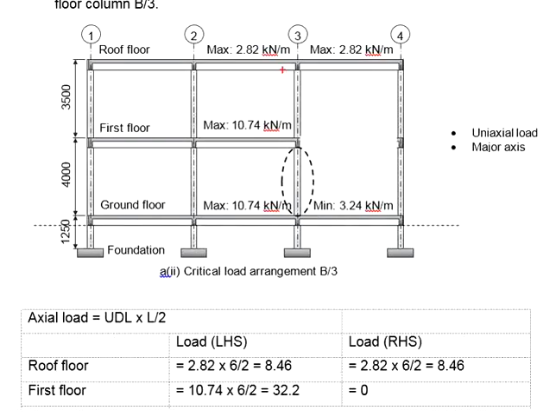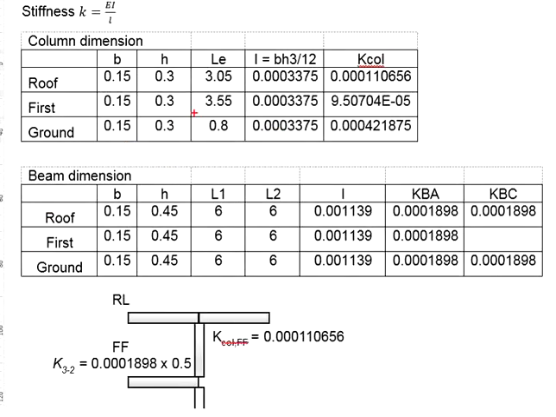Let's say now you want to get the effective length of this column. Take the story height minus the height of the roof beam. You will get the clear span here, 3.05. You can do the same for the stub. 1.25 meters minus 0.45 meters, you get 0.8 meters.